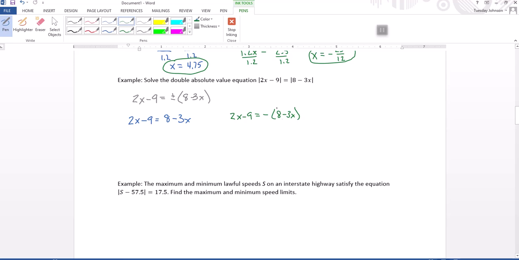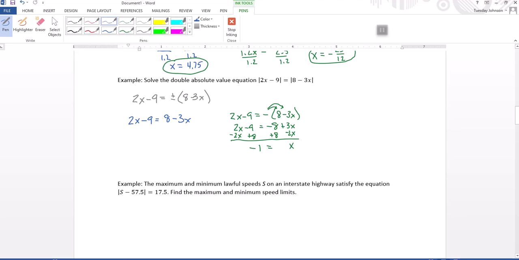Let's do this one first. We have to distribute this negative sign. We'll have 2x minus 9 equals negative 8 plus 3x. Let's take our x's over here. We'll have 1x, which we frequently write as just x. Let's add 8 to both sides. Negative 9 plus 8 is a negative 1. So we'll get x equals negative 1.